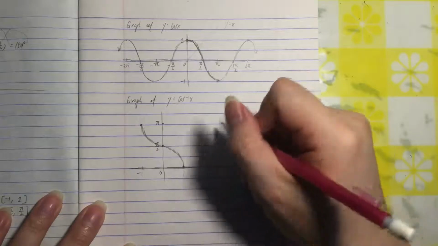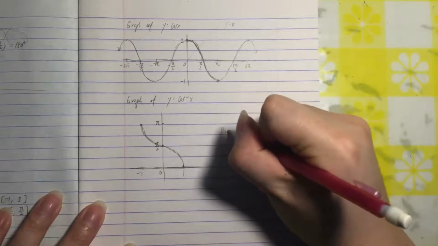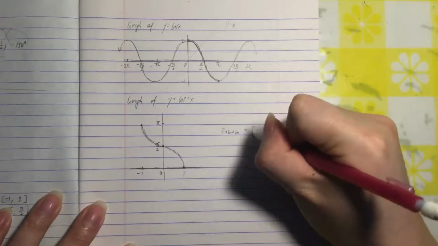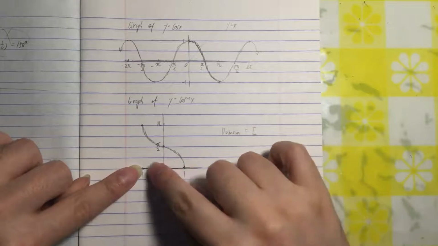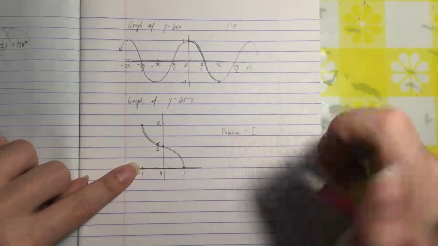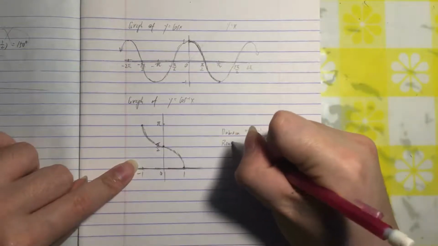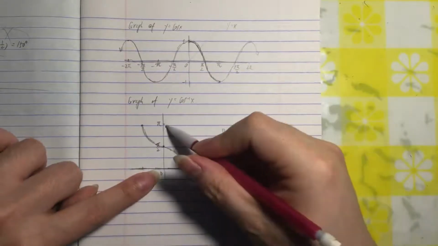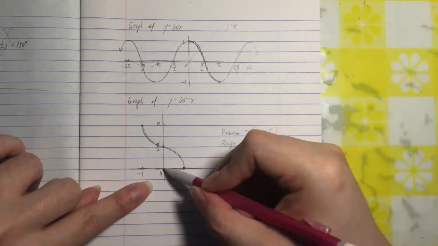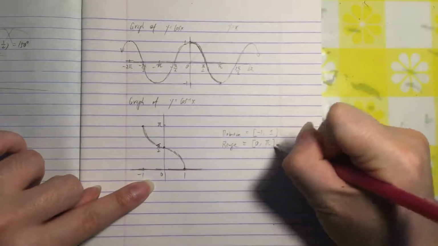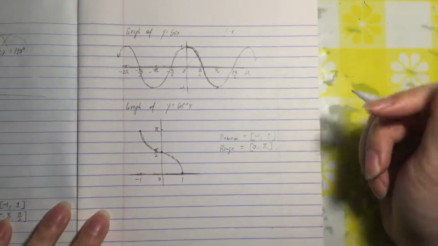For this graph, we can see that the domain of inverse cosine is from negative 1 to 1. The range is the y coordinate. It's from 0 to pi. That's the inverse cosine. Next, let me show you how to define the inverse of tangent.